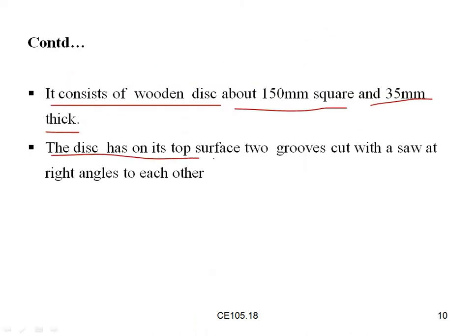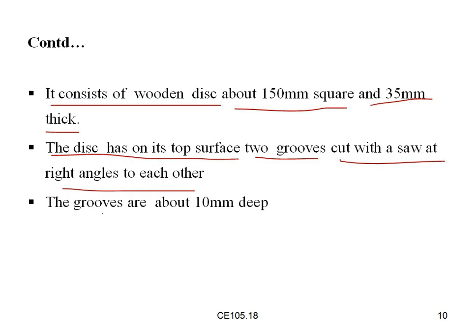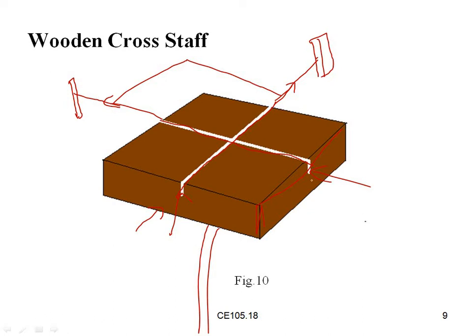The disc has on its top surface two grooves cut with a saw at right angles to each other. So this line gap is called a groove. It is cut on both sides, and the grooves are about 10 mm deep. That means the depth is 1 centimeter.